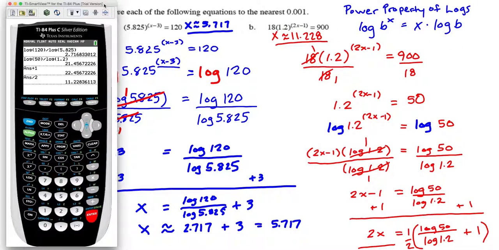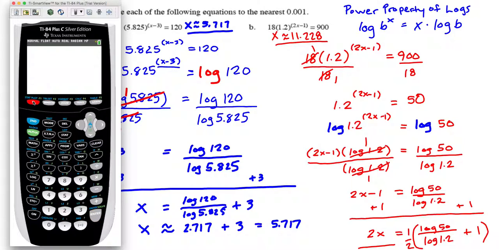Let's graph b just so we can see that. Let's go to y equals, and let's type in our left side as one function. So let's do 18 times 1.2 raised to the power of 2x minus 1. Now, if you're not using one of the calculators that you can actually write your exponents in, you're going to need to make sure you put parentheses around your entire exponent. Common mistake that is made. And then let's do 900 for our second one.